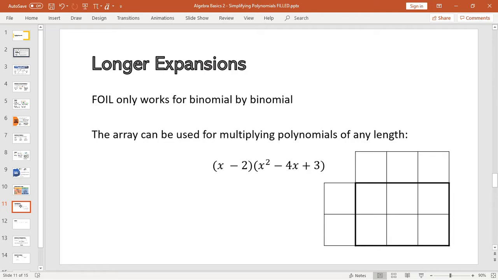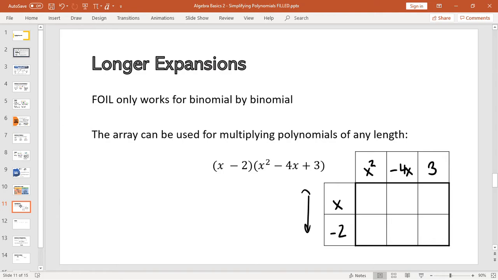The nice thing about the array is you can just build this box as big as you need it to be. You could have done 3 up and down by 2 across. It will always work. So here, because I set it up on my computer to be 3 across the top, I'm going to put the trinomial in here. And I'm just going to fill in each box.